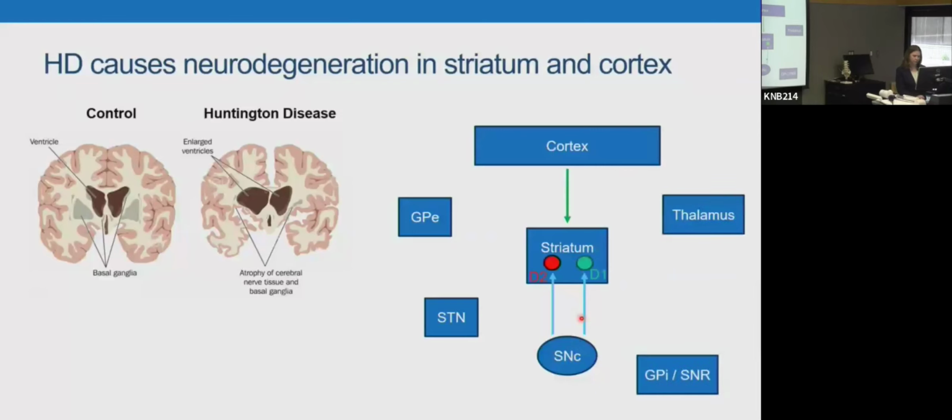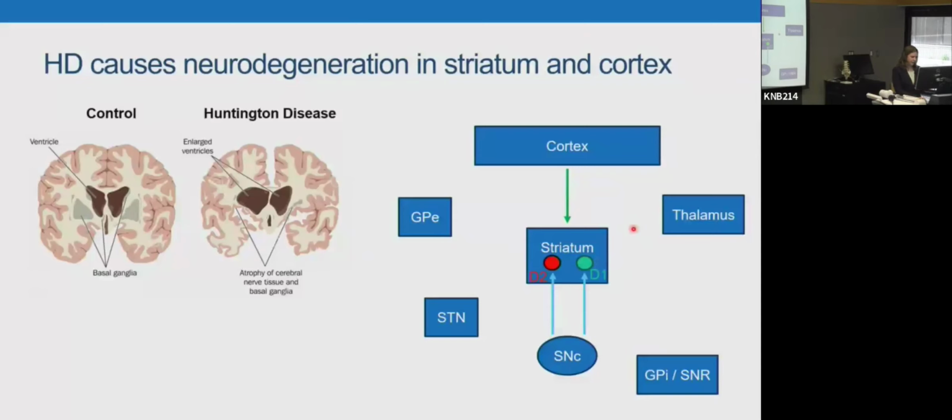There are 2 main pathways in the basal ganglia. And within the striatum, the two pathways have two different cell populations that they signal through. So one of them is the D1 neurons, and these are called D1 because they express dopamine 1 receptors. The other is the D2 neurons, and they express dopamine 2 receptors. So two different cell populations.